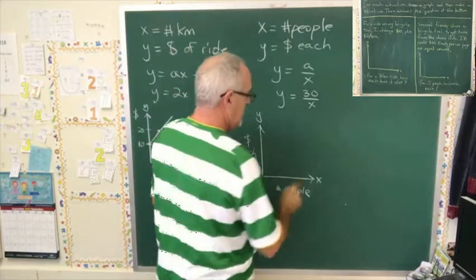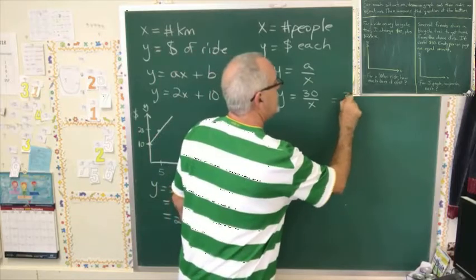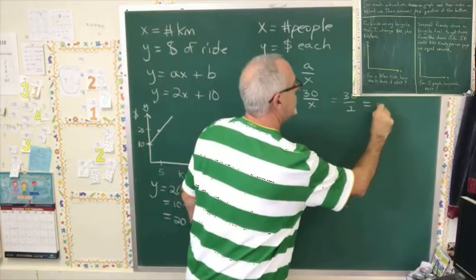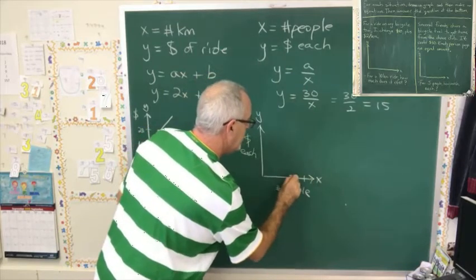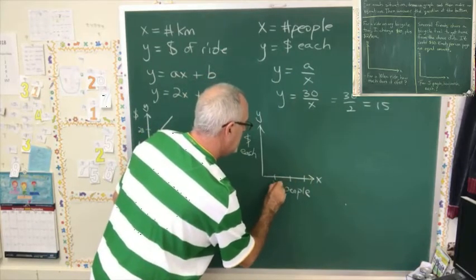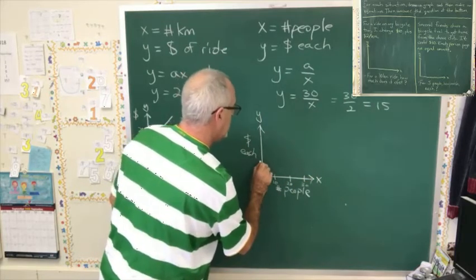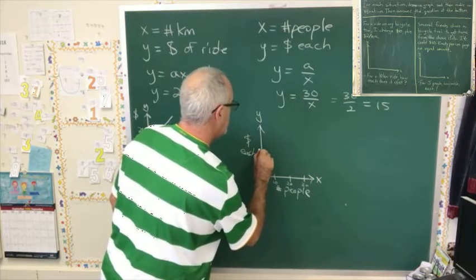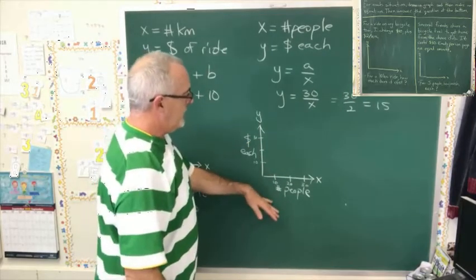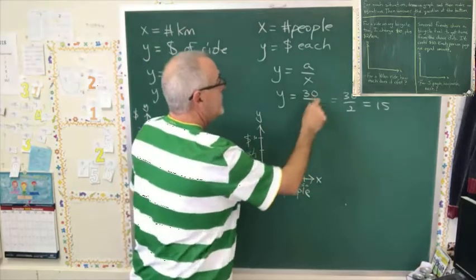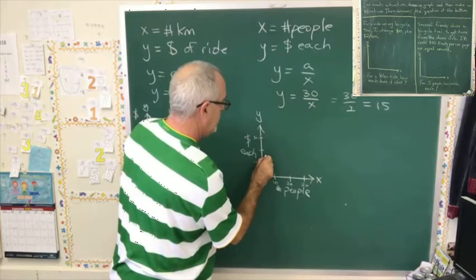Let's say that the number of people is 2. This becomes 30 over 2. It's going to cost $15 each. We can make a point. I'm going to put 30, 20, 10 on my x-axis, and I'm going to do the same thing on the y. 10, 20, 30. Not much room for writing the 20, so I didn't write it. Okay, so 2 people, it costs $15 each. That's going to be about here.